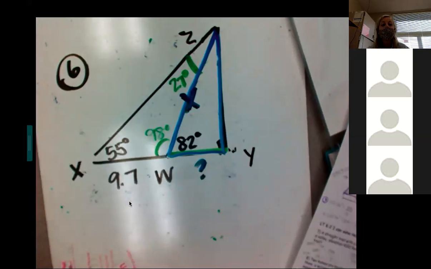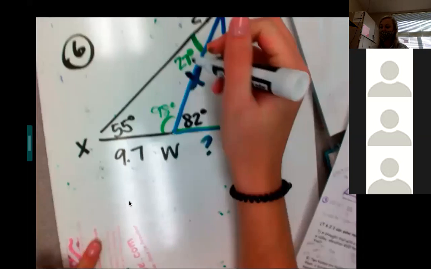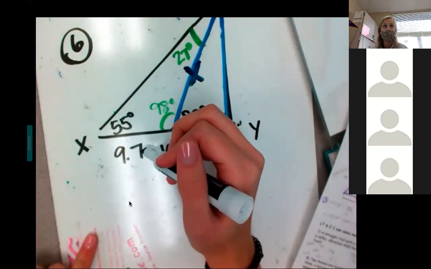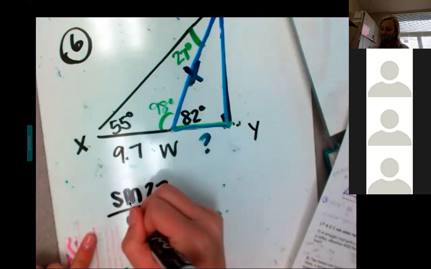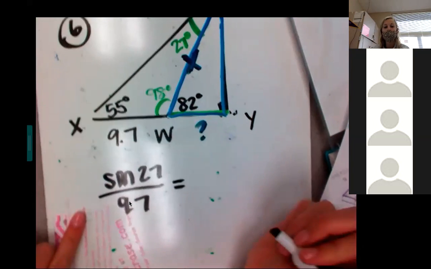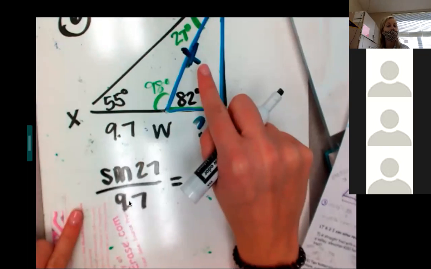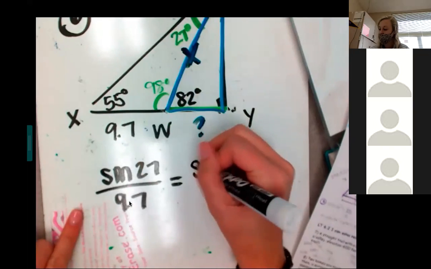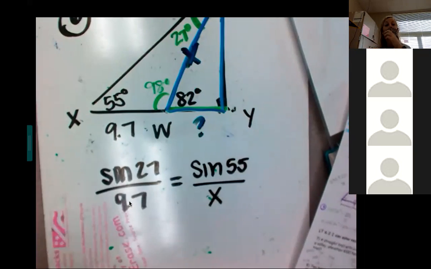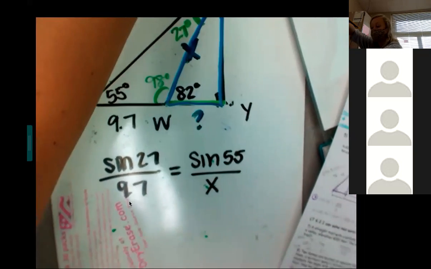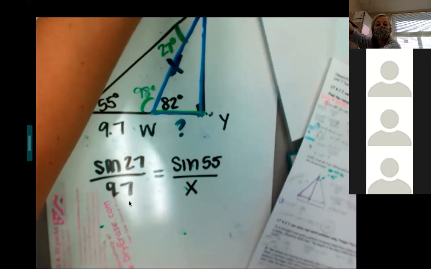All right, from here, did you, Josh, do sine of 27 over 9.7? Okay, sine of 27 over 9.7 equals sine of 55 over x? Perfect. I actually did it a different way. There's more than one way to do these. His way is going to be a step shorter than mine, though.